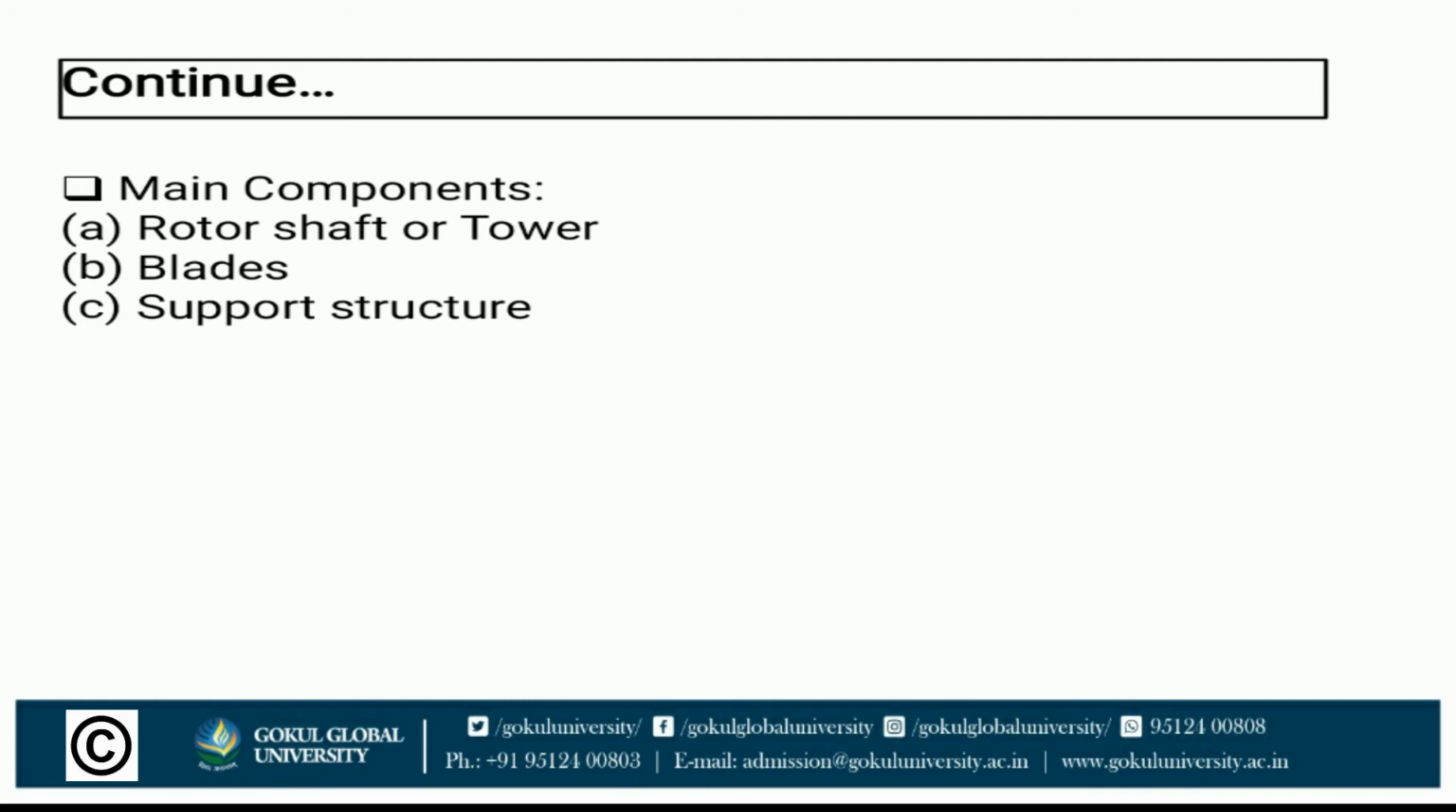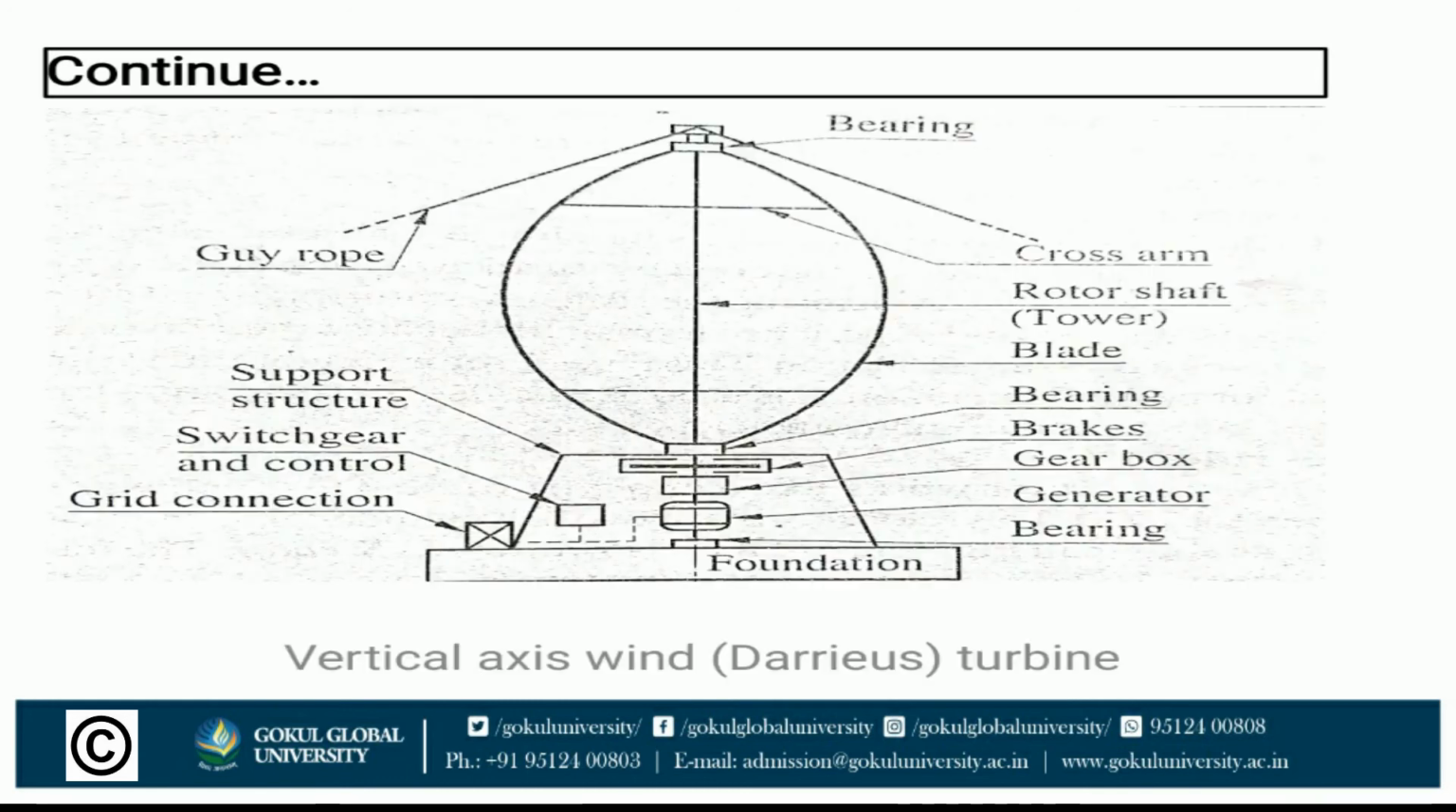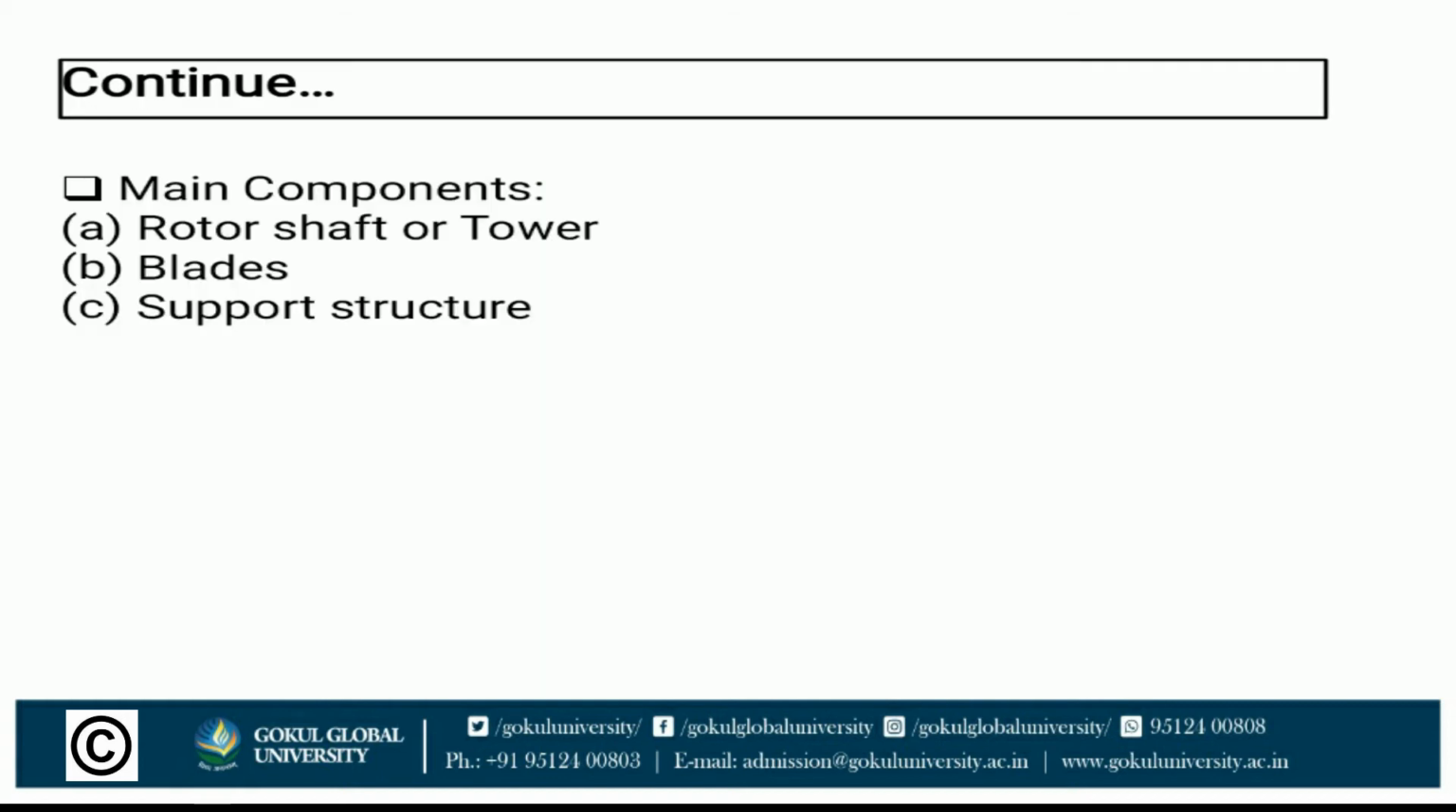Main components. First one, rotor shaft or tower. The tower is a hollow vertical rotor shaft which rotates freely about the vertical axis between the top and bottom bearings. It is installed above a support structure. In the absence of any load at the top, a very strong tower is not required, which greatly simplifies its design. The upper part of the tower is supported by ropes. The height of the tower of a large turbine is around 100 meters.